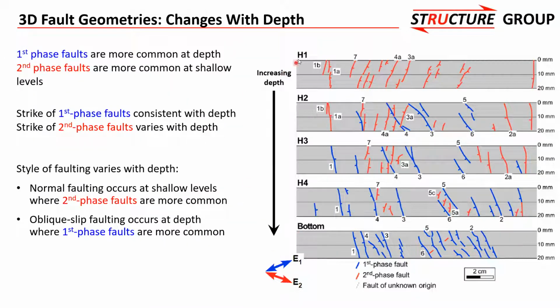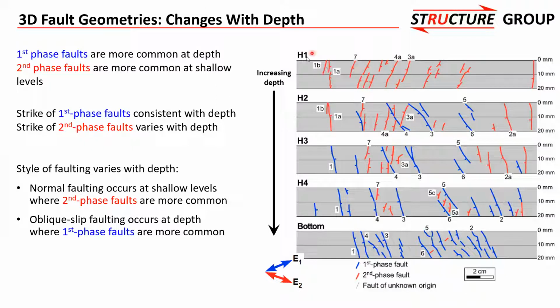And so what you can see if we compare the different horizons throughout the model is that the blue faults, which are the first phase faults, are much more common at depth, whereas the second phase faults are more common at the shallower levels. You can see the strike of the first phase faults is fairly consistent with depth. It's generally perpendicular to the first phase extension direction, again, as we observed on the top surface of the base model. And then we also see that the strike of the second phase faults varies with depth.